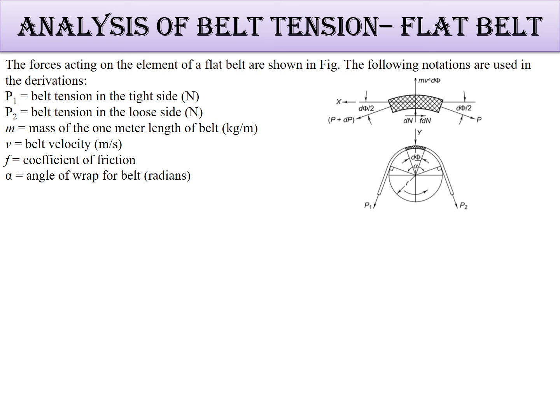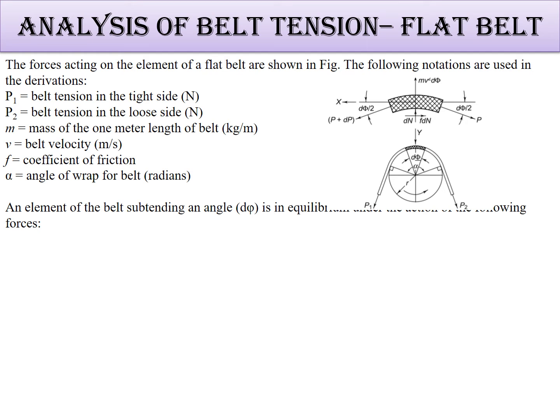Now these are the terms which we are using: P1 is belt tension on the tight side, P2 for the loose side, m is mass of 1 meter length of belt in kg per meter, v is the belt velocity, and f is the coefficient of friction, where alpha is the angle of wrap, and we are going to take this alpha in radian only.